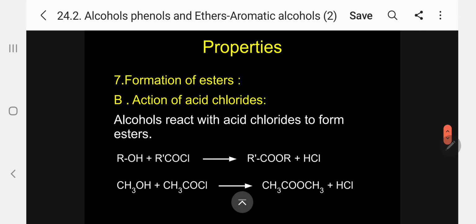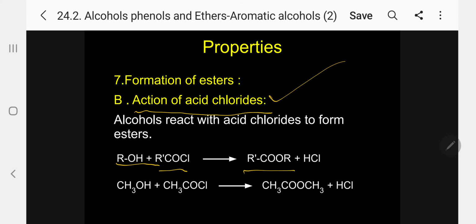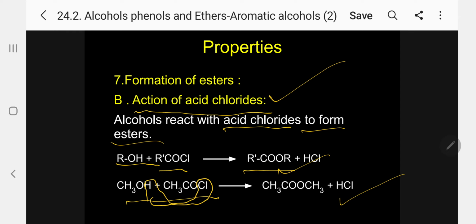So any ester you can prepare from a suitable acid. Again, under the formation of ester, we can take another one, action of acid chloride. Instead of acid, we can also use acid chloride. Example, ROH plus R'COCl to produce R'COOR. That is, alcohols react with a suitable acid chloride to form a suitable ester. Specific example, methyl alcohol reacts with acetyl chloride. Simply a substitution reaction, HCl is eliminated, producing methyl acetate and HCl. So, we can get ester from acid halide.